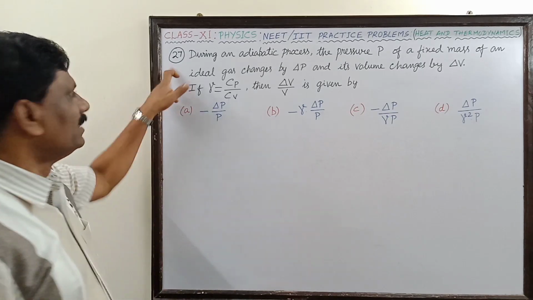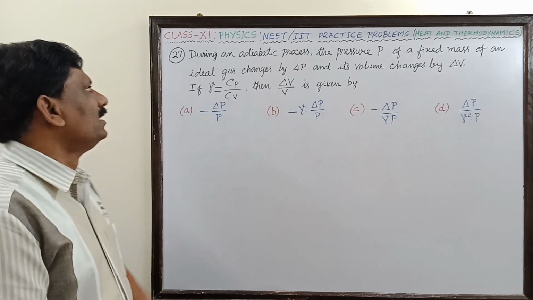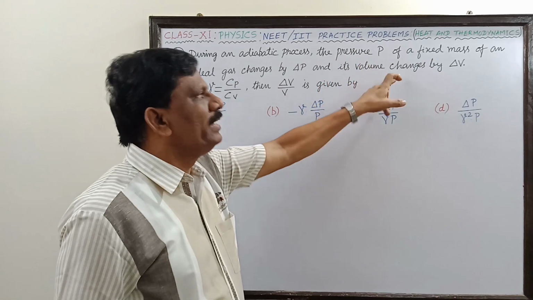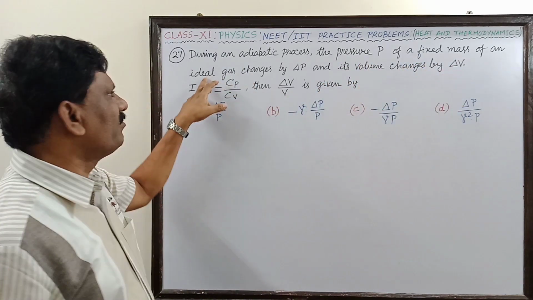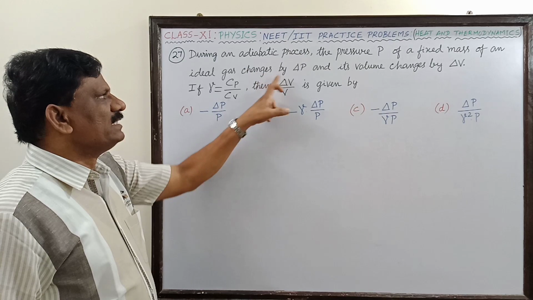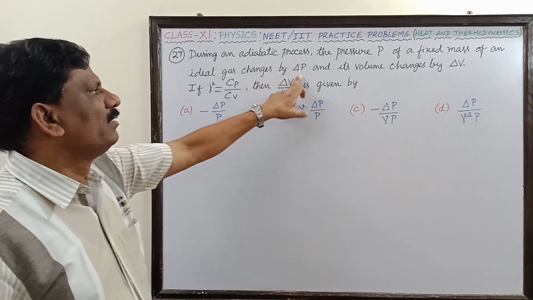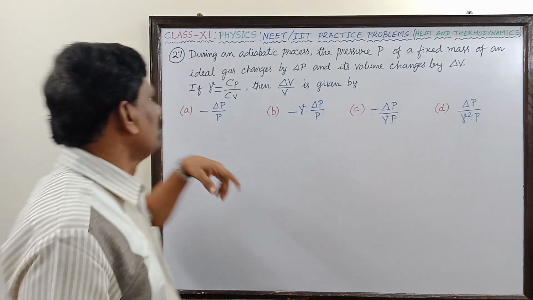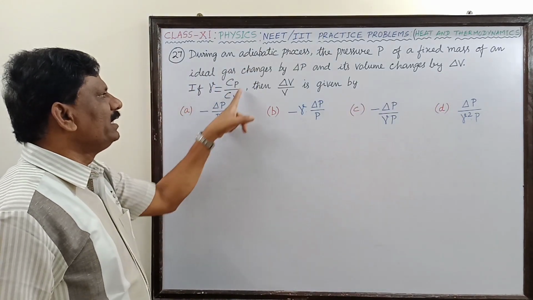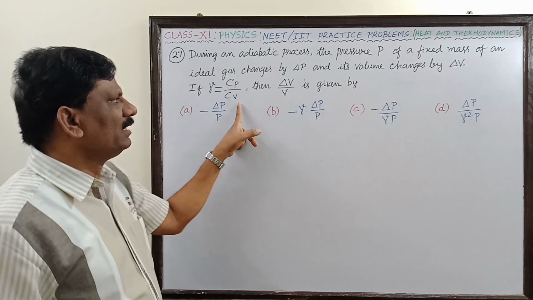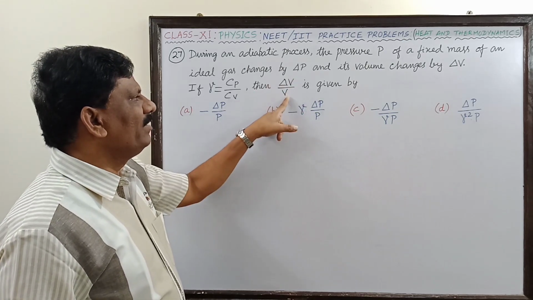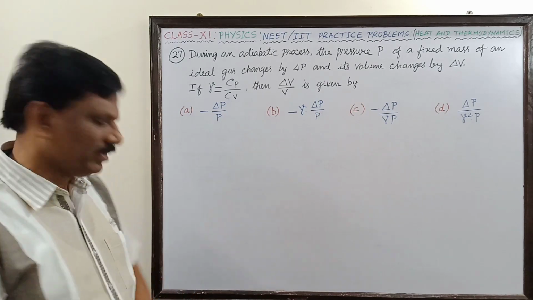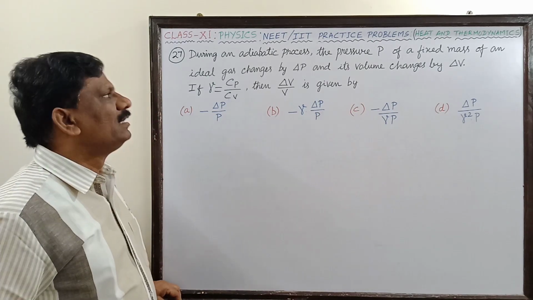Hi students, MCQ number 27. During an adiabatic process, the pressure P of a fixed mass of an ideal gas changes by delta P and its volume changes by delta V. If gamma equal to Cp by Cv, then delta V by V is given by which of the four options? So very simple question again.